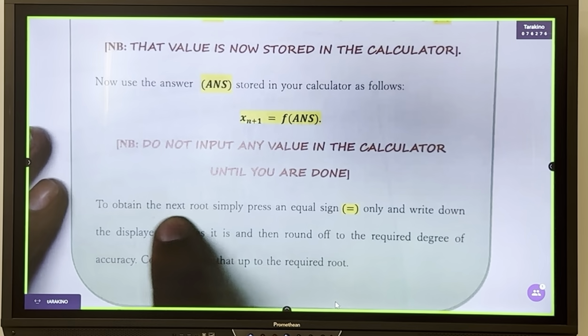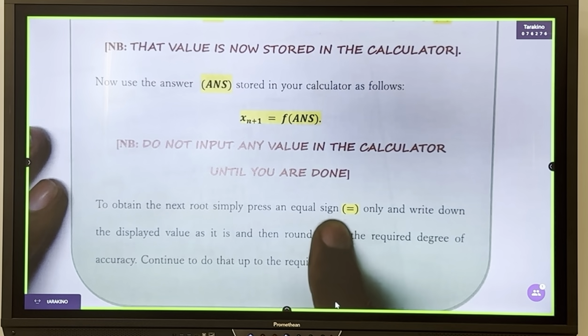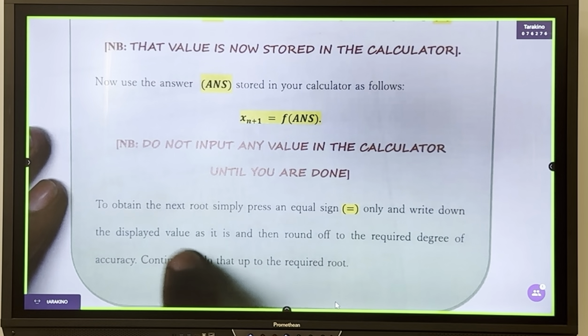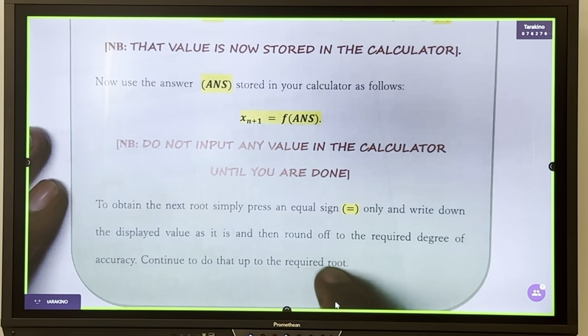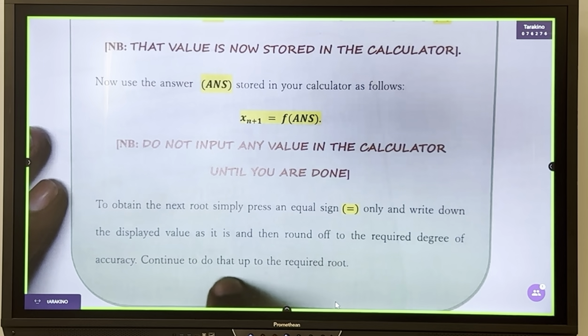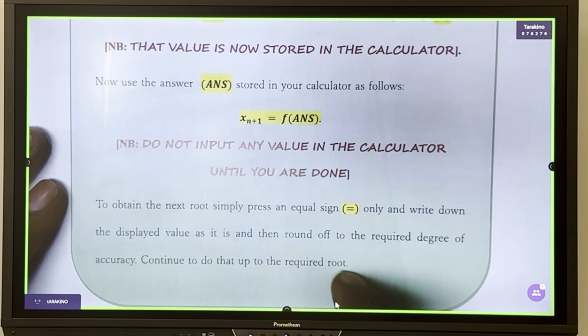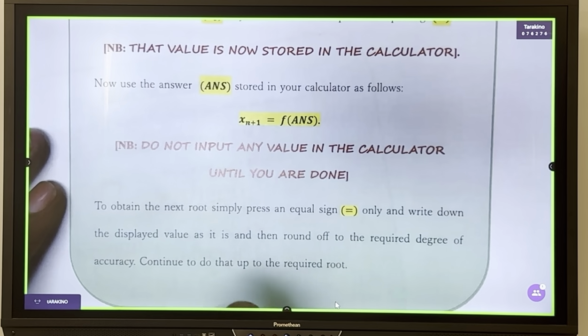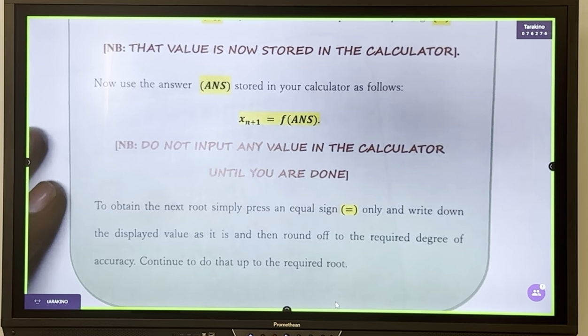So to obtain the next root, simply press an equal sign only and write down the displayed value as it is, and then round off to the required degree of accuracy. Continue to do that up to the required root, right? So you only press once. If you press twice, you're going to skip a solution, right?